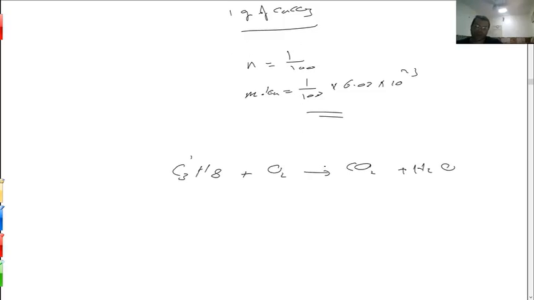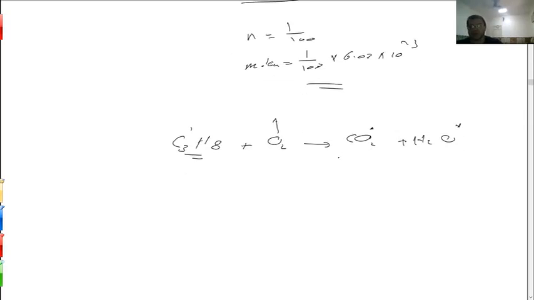The rules which we have in balancing a chemical equation: start with the most complicated, leave the separate element till the end, never start with the repeated element. Those are the rules which we are using in balancing equations. Now I'm going to start with this one.